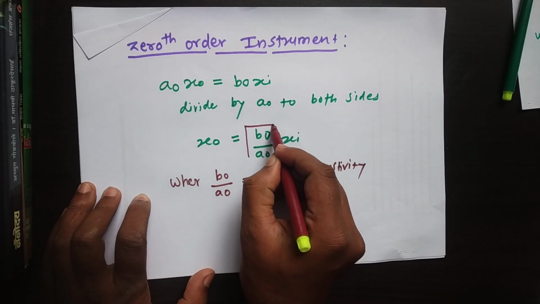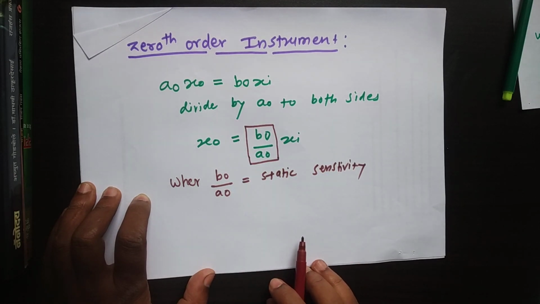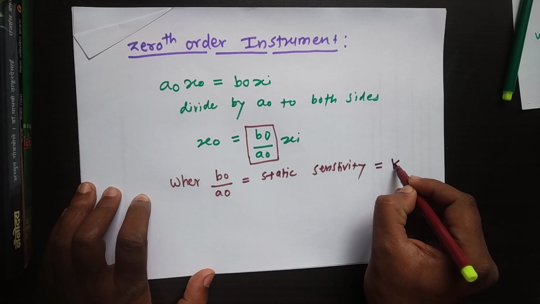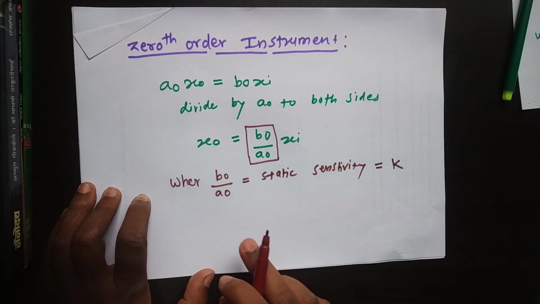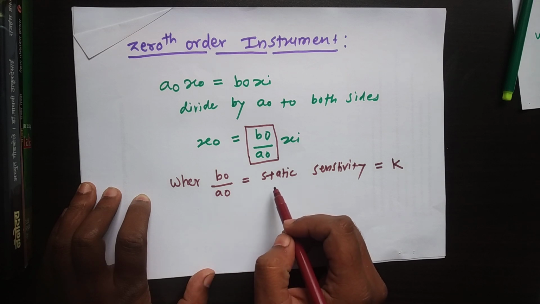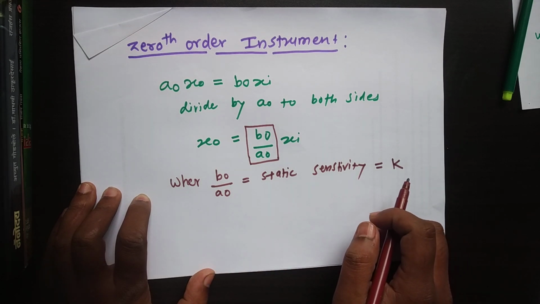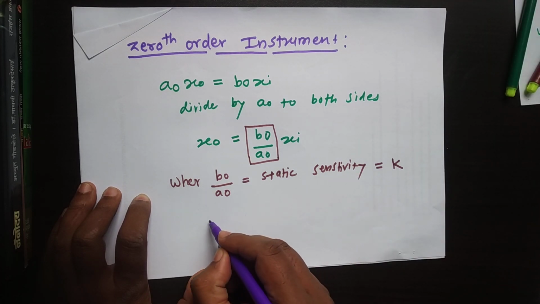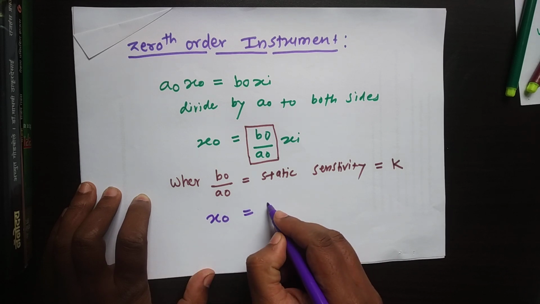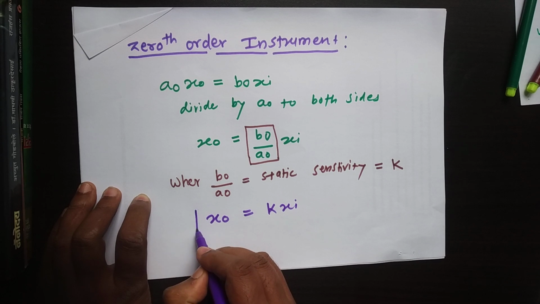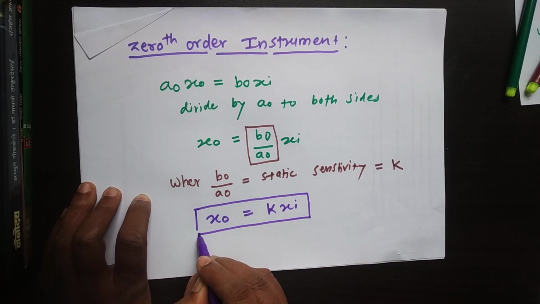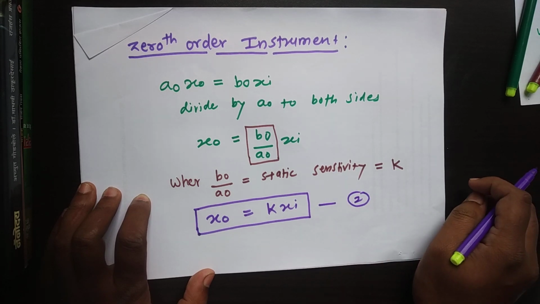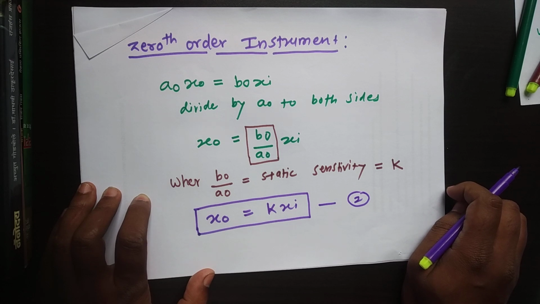So where this term is nothing but the static sensitivity, and we can define this B0 upon A0 as a K. Okay, so K is nothing but the B0 upon A0, which is the static sensitivity, and we can assign one variable, that is K. So our final equation becomes X0 is equal to K xi. So this is our equation number 2. So this equation 2 represents the zeroth order instrument.